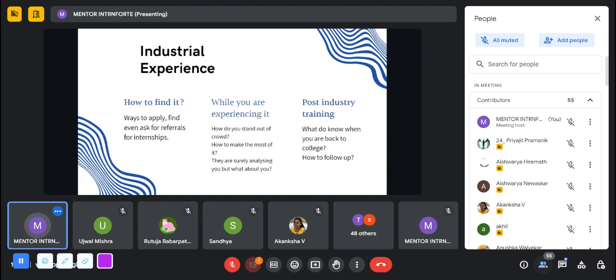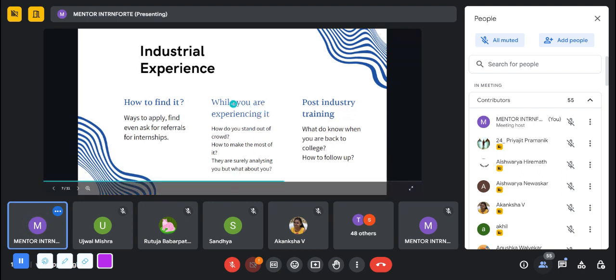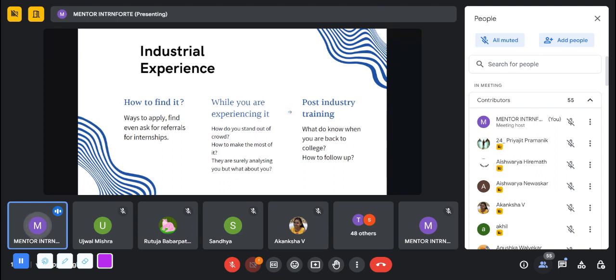Okay, let us continue. Second is, while you are experiencing it, how do you stand out of the crowd? Let's assume that you have successfully got a referral and you have actually become an intern in your reputed company, the company that you desire to work in. So you are inside the company, and this is day one of your internship or even your full-time opportunity if you are good enough. So how do you stand out then? Because you have no prior industry knowledge.